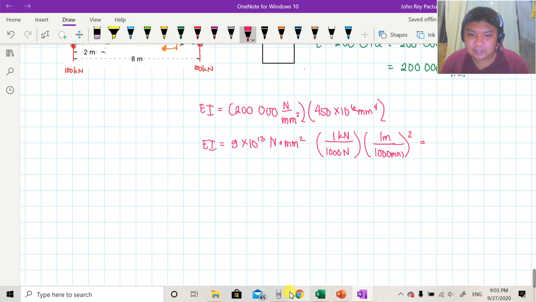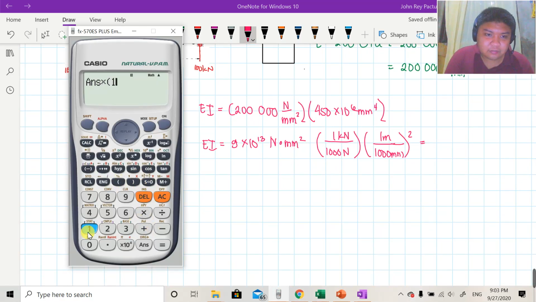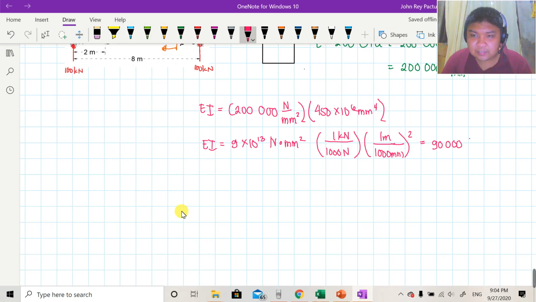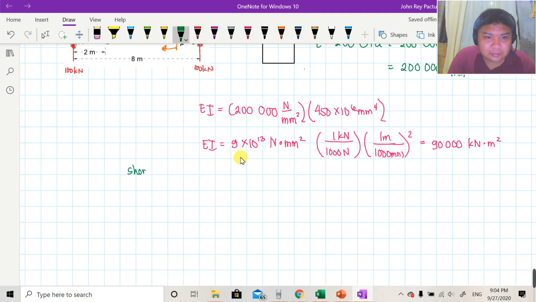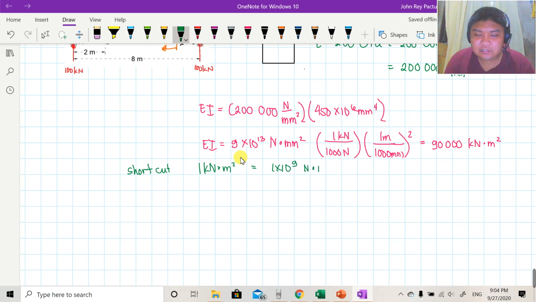So, in that case, our answer is times 1 over 1,000. On the other hand, another 1 over 1,000 that is squared. So our answer is 90,000. The unit will be kilonewton meter squared. This is the flexural rigidity of our beam, since it is given. So let's find it first to make it easy. Just a shortcut tip: 1 kilonewton meter squared is always equal to 1 times 10 to the 9 newton mm squared.